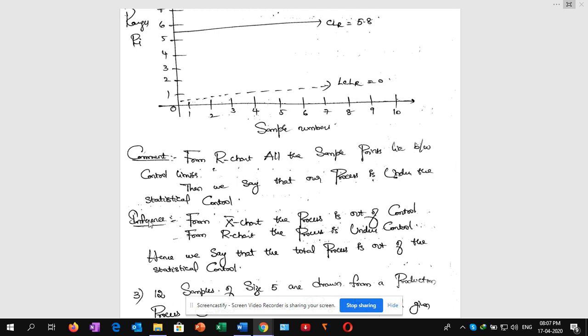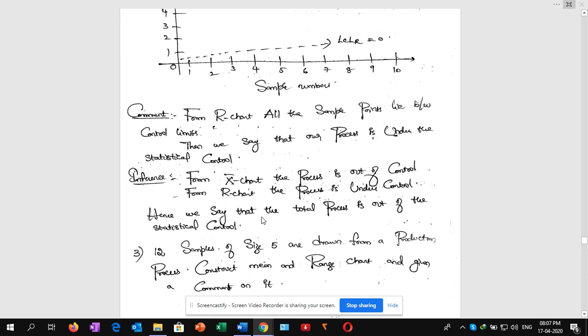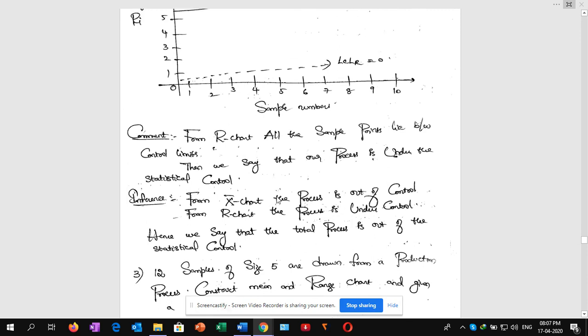Here at last we can give the inference also. From the X bar chart the process is out of control, and from the R chart the process is under control. Both must be under control; only then do we say that the total process is under statistical control. Here one is out of control and the other is under control. Hence, we say that the total process is out of statistical control. Thus, this is the other model of X bar and R chart. We can do plenty of problems based on this model also.